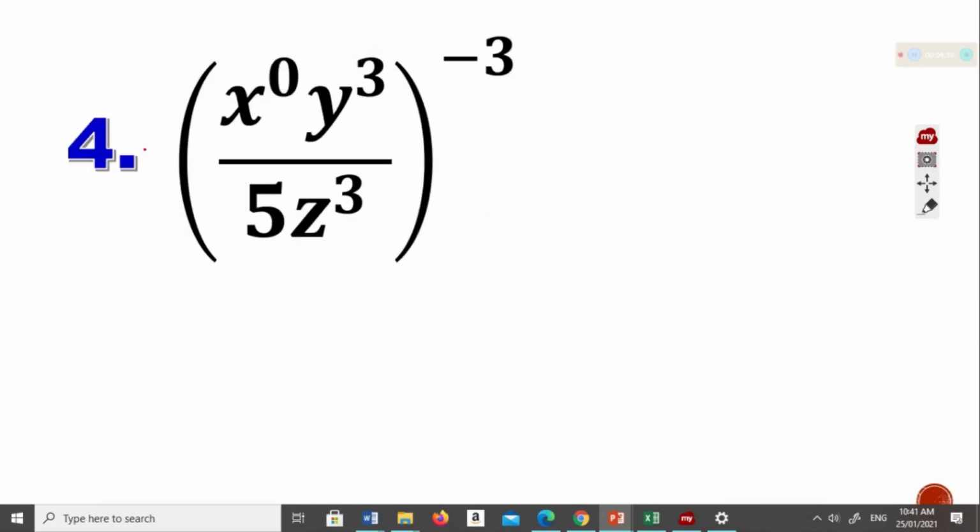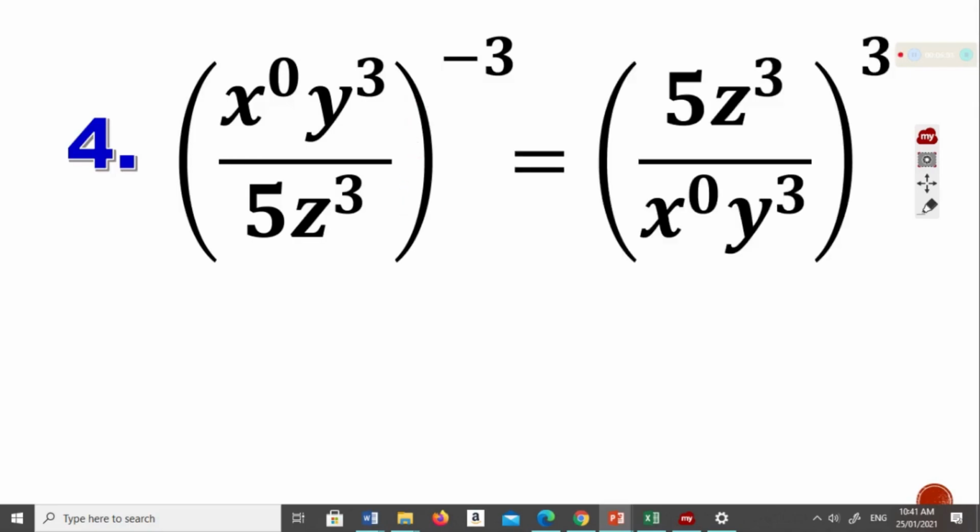Okay, next example, number 4. The quantity of x raised to 0, y cubed over 5z cubed, raised to negative 3. So, pwede naman na yung negative 3 na nasa labas ng parenthesis, gawin na nating positive exponent. Paano? Yung nasa loob ng parenthesis, reciprocal lang. So, ang reciprocal ay 5z cubed over x raised to 0 y to the third power. Then, magiging positive 3 na.